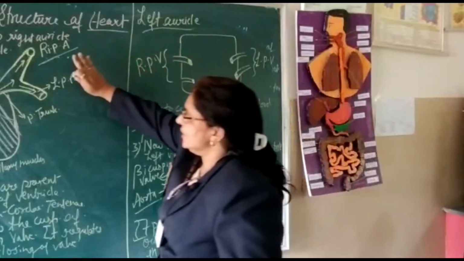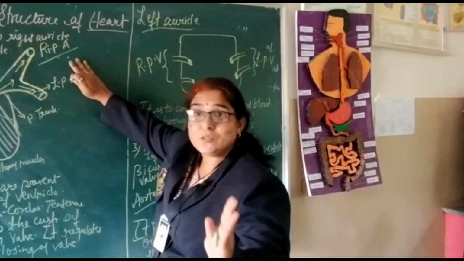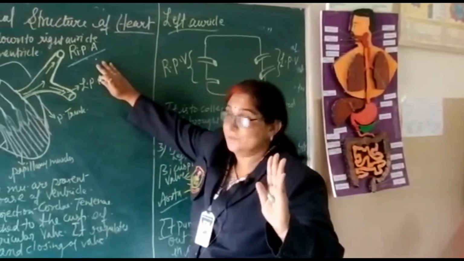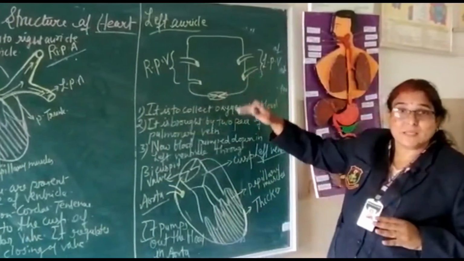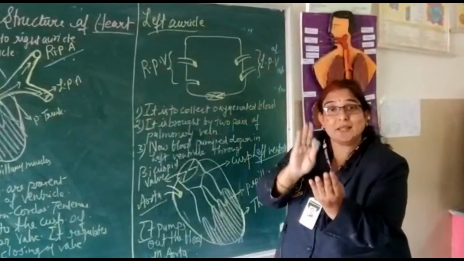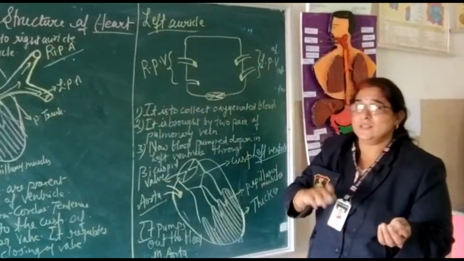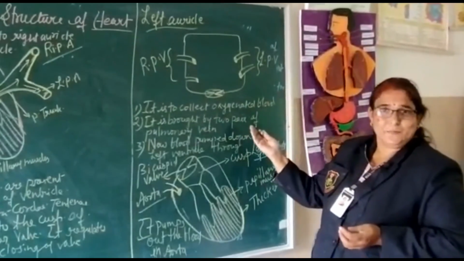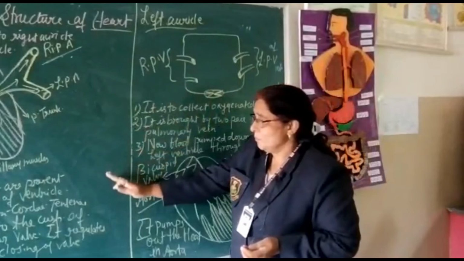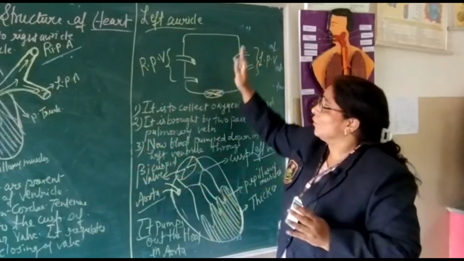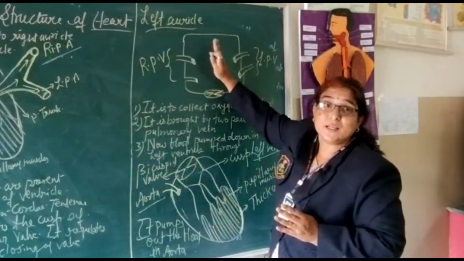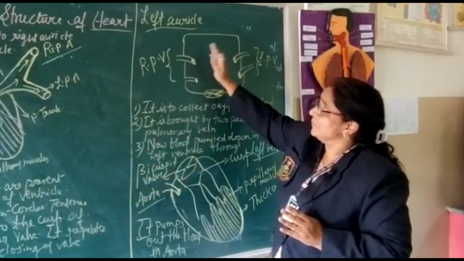Then this deoxygenated blood goes into our lungs. Why? Because in the lungs the oxygen is present. It mixes with that deoxygenated blood and it changes into oxygenated blood. When this blood is oxygenated, it goes into the left auricle. This is the third chamber of our heart.